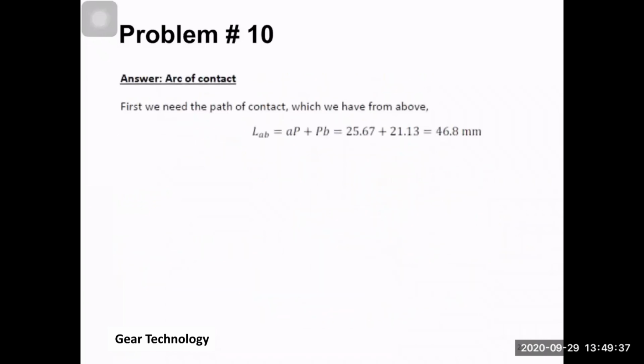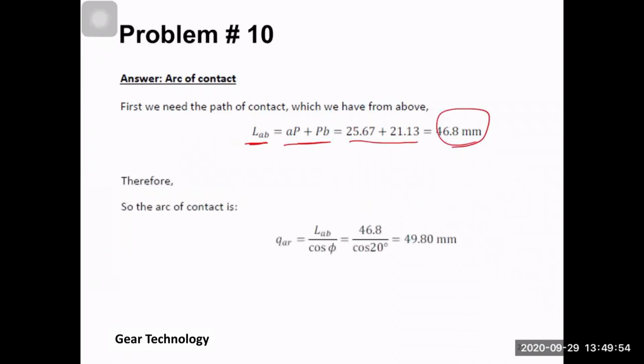Okay. So the arc of contact can be calculated as follows. The length of contact, LAB, is equal to these two values that we have just calculated. You add them together, and this gives you 46.8. Then the arc of contact is equal to the length of contact divided by cosine phi, and this gives you 49.8.